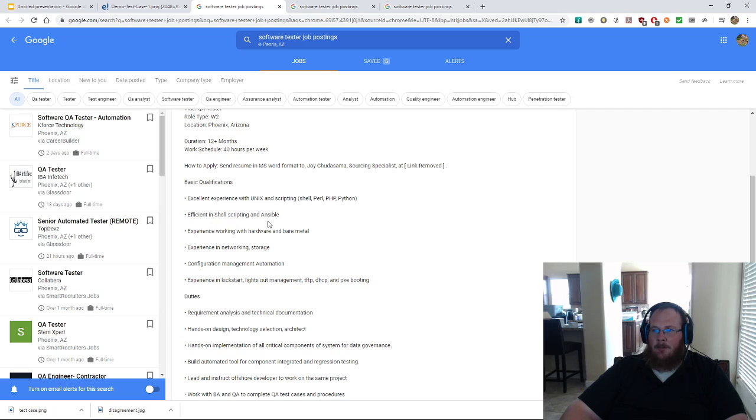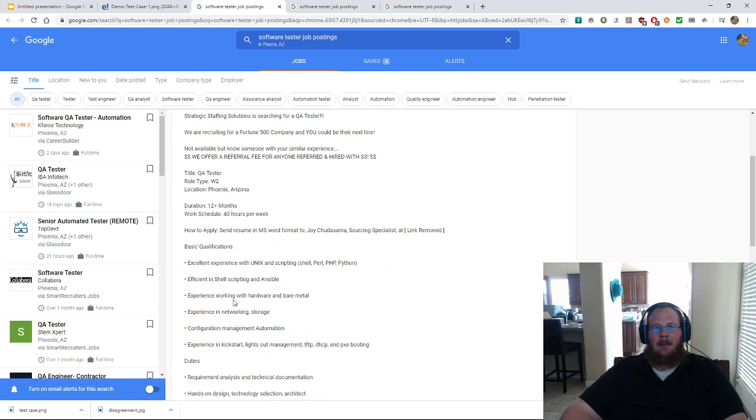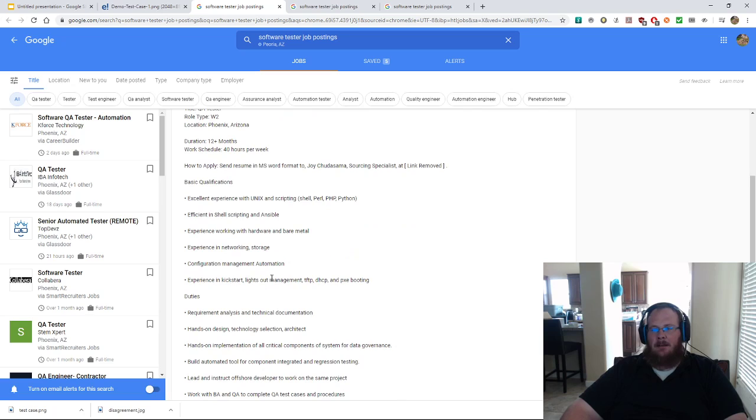Efficient in shell scripting and Ansible. They just repeated the same thing. Like as a QA professional, someone who worries about efficiency, repeating the same thing twice pisses me off. I can tell you that whoever wrote this job description is not a QA tester. Whoever is explaining what they're expecting or looking for is not a QA tester.